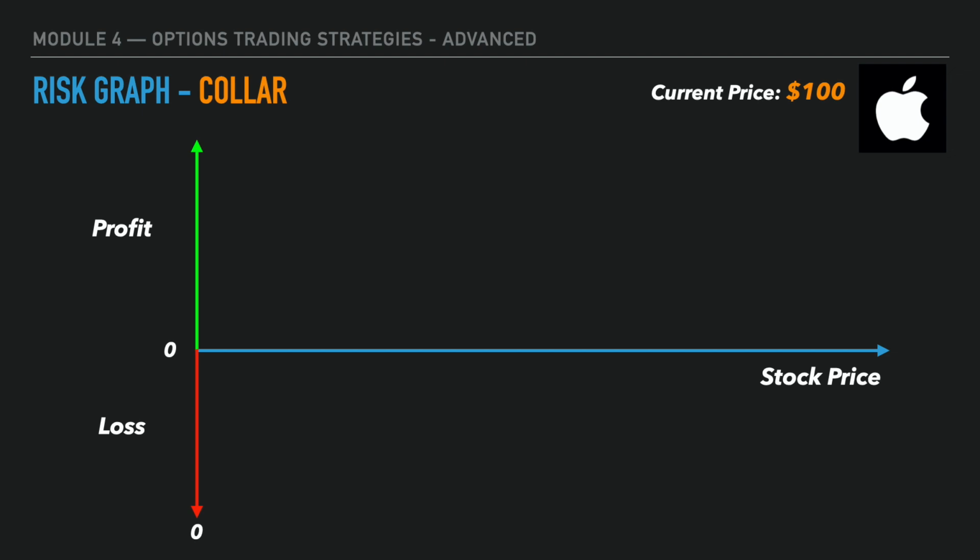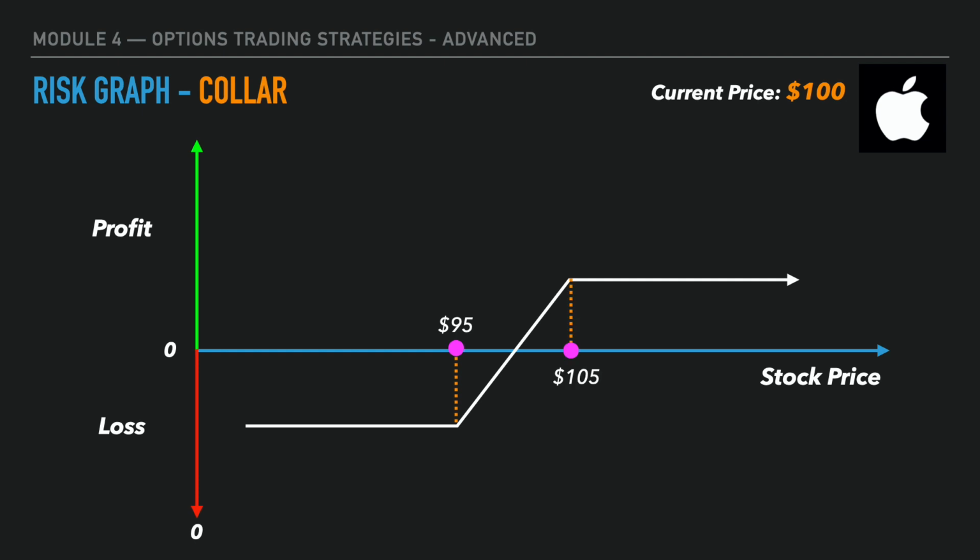Alright, now let's take a look at the risk graph of this collar trade and visualize how exactly it helps us to hedge our Apple stock position. The entire risk graph for a collar is probably the easiest and the most straightforward among all the option strategies. First, we have our lower strike price at 95 and the higher strike price at 105.